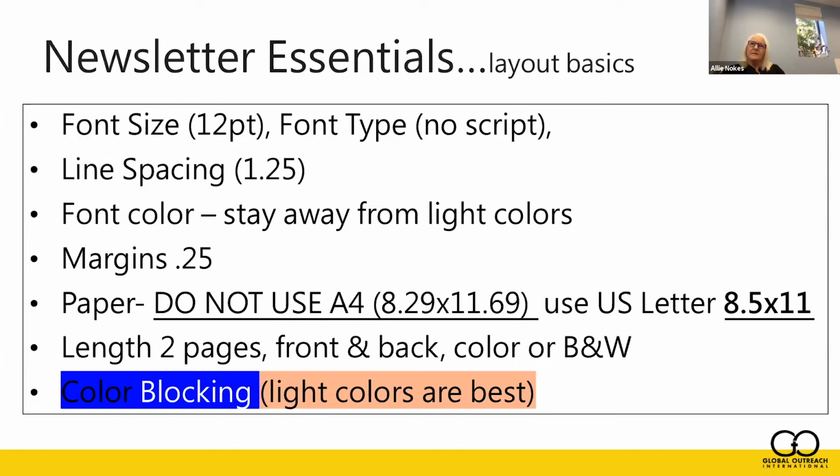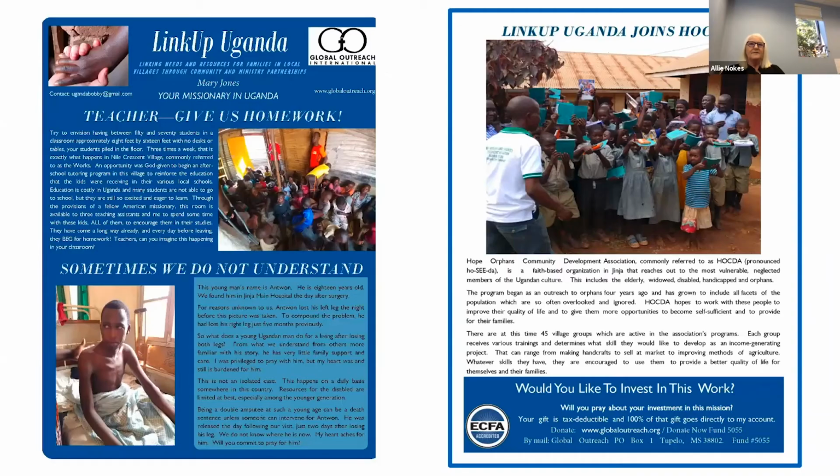Color blocking, if you're familiar with that, is something we really want to take note of. As you can see here, the one on my left is all blue with different shades of blue. This is one of the first letters that this missionary did, and it was really hard to read. When it printed out, it was not well done. So I took her second page, took all the blue out, and this is what we came up with.